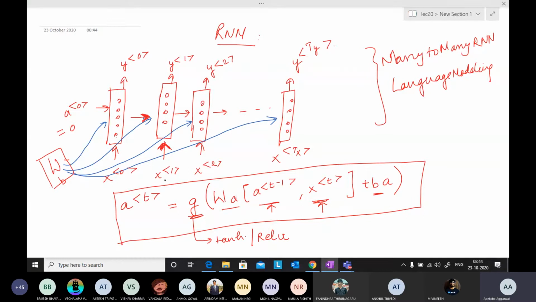Okay. So now let us have a look at the weight matrix. Suppose we have x which was of 1000 dimensions and activation was, let's say, 100.